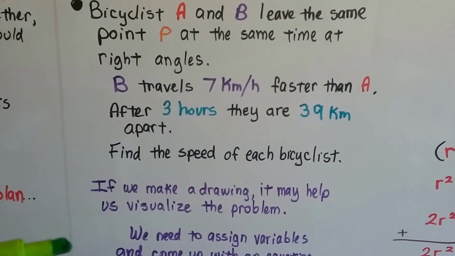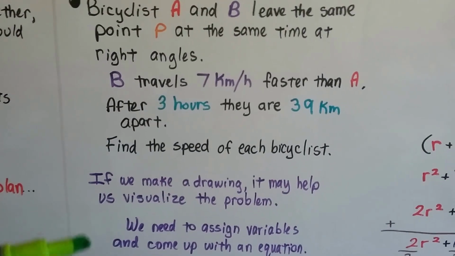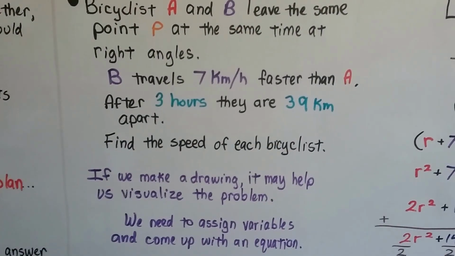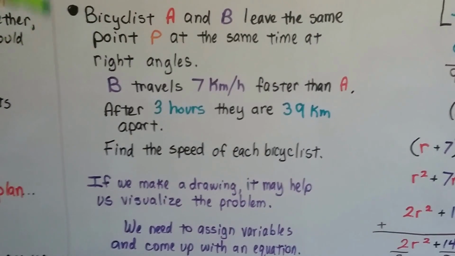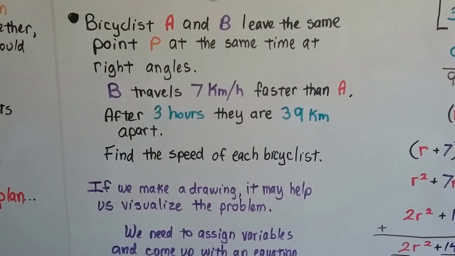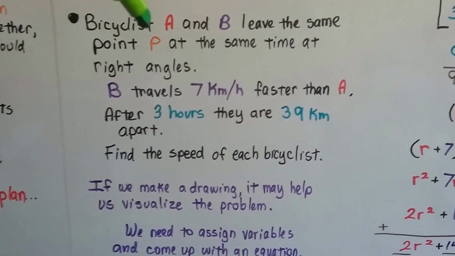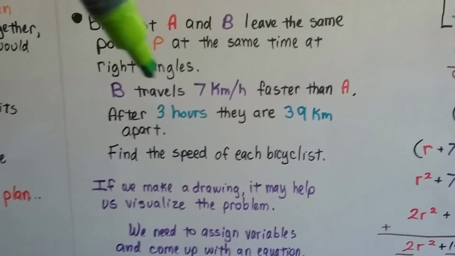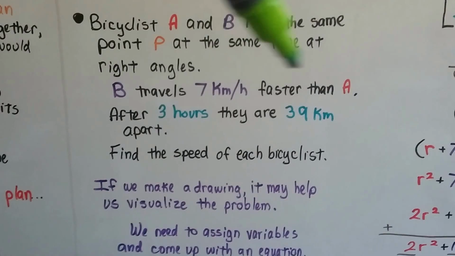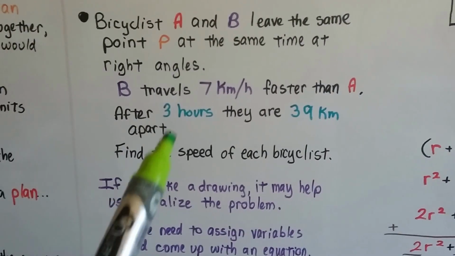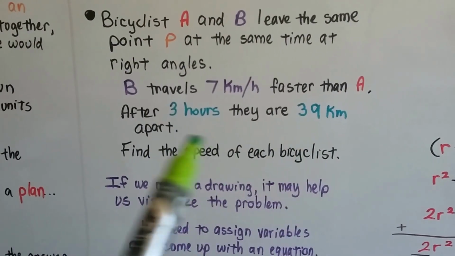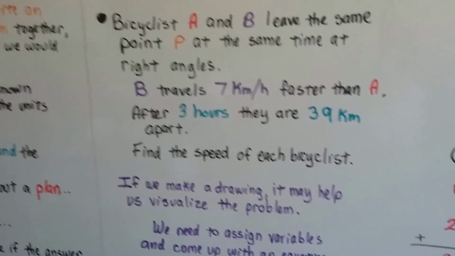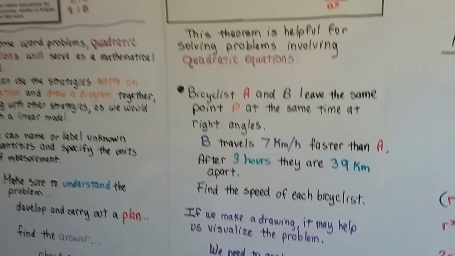Well, it sounds really confusing, but if we break this down, it's not really that bad. We can make a drawing, and it'll help us visualize the problem, and we need to assign variables and come up with an equation. So, the information we have is that A and B leave at the same point, at the same time, at right angles, and that B is going 7 kilometers an hour faster than A, and after 3 hours, they're 39 kilometers apart. And we need to find the speed of the bicyclist, okay?